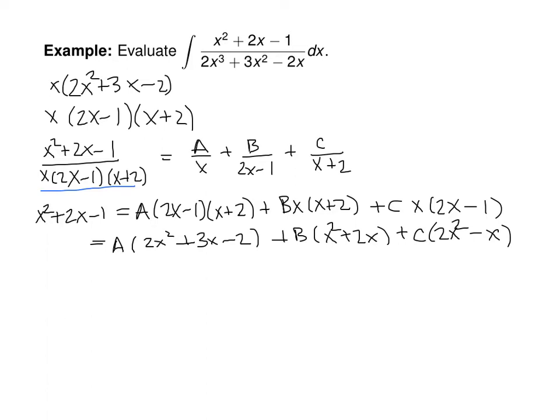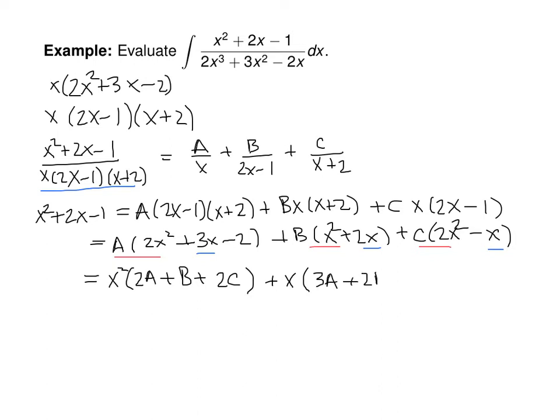And now at this step I'm going to just gather all the common factors. So the x squareds, we will have x squared times the quantity 2A plus B plus 2C, and then gather all the x's. So we'll have plus x times (3A plus 2B minus C), and then the constant part will be just minus 2A.